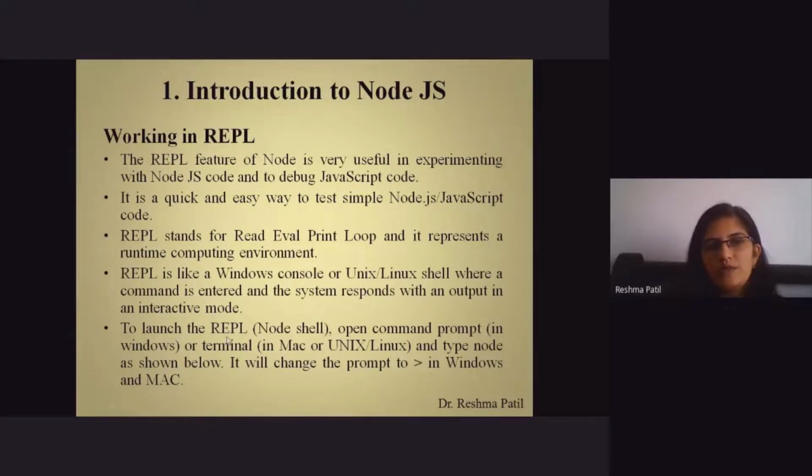To launch REPL Node shell, open command prompt in Windows or terminal in Mac or Unix Linux and type node as shown below. It will change prompt to right arrow in Windows and Mac. So whatever we have done before this, after writing node, immediately they have given this arrow. That is called as REPL. Working in REPL. Read, eval, print, loop.